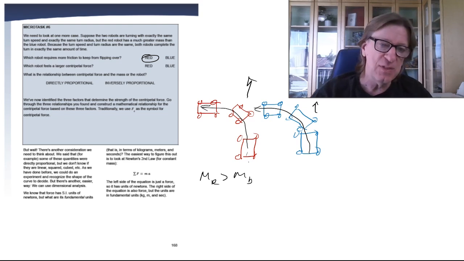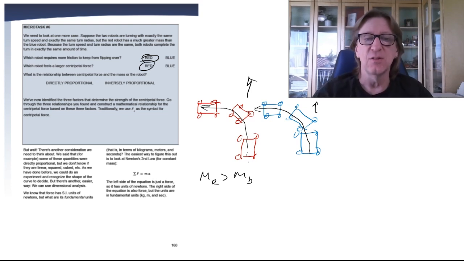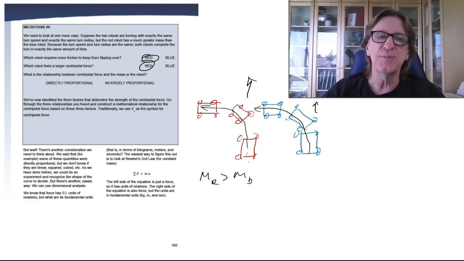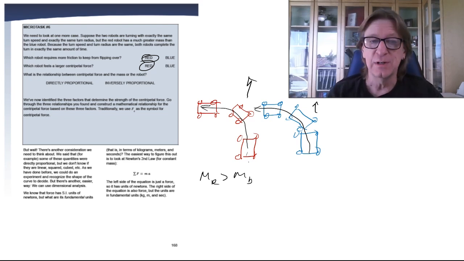And now we've said that in order to make this perfect turn so that I neither flip nor skid, I need my centripetal force to be exactly equal to the frictional force. And so that means the red robot is going to have the larger centripetal force on it. All right, so what's the relationship then between the centripetal force and the mass? Well, as the mass goes up, the centripetal force goes up because it requires more friction to keep it going. So they are directly proportional.